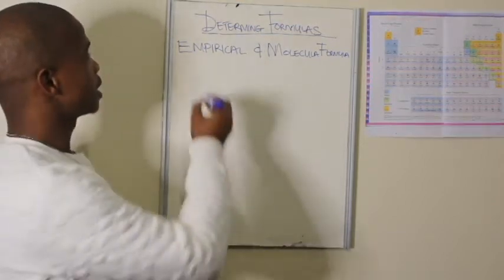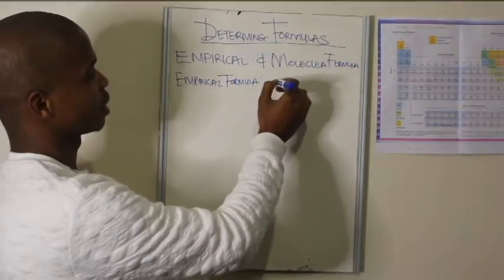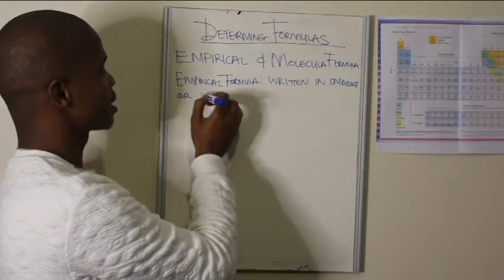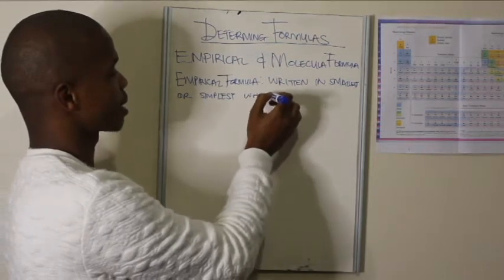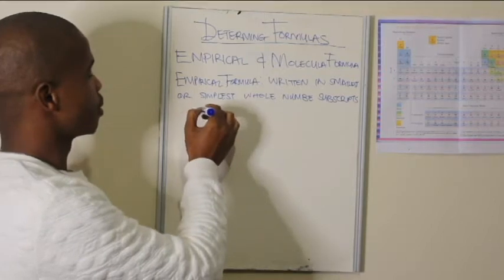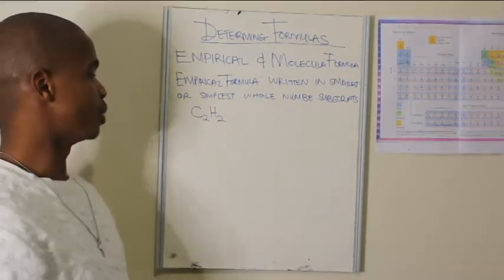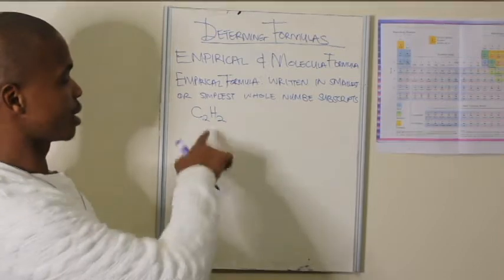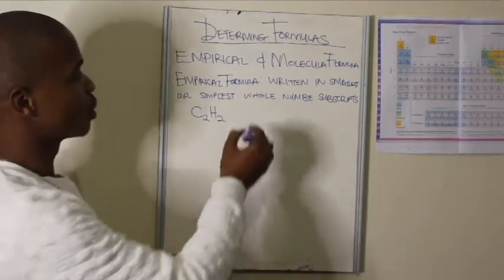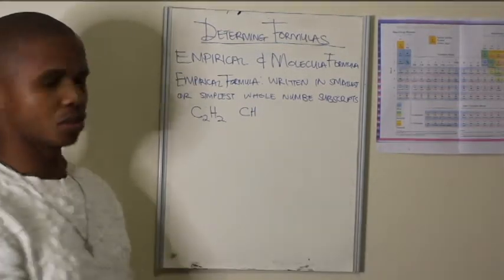So, what is an empirical formula? It is a formula, of course, written in smallest or simplest whole number subscripts. That is your empirical formula. Meaning, if C2H2 is your molecular formula, the simplest whole number subscripts that you can write for C2H2 would be CH. So this is the empirical formula for C2H2.